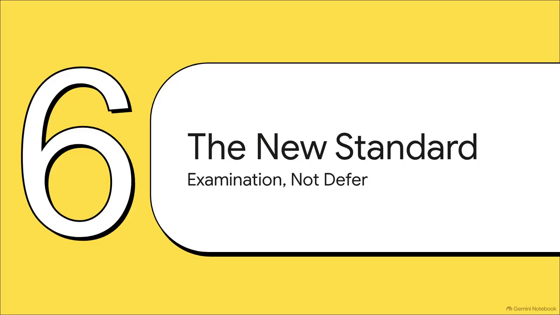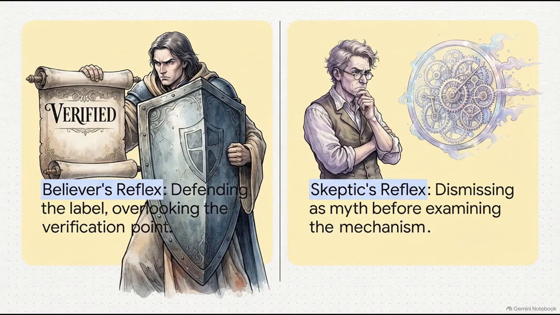Which brings us to our final part. Section 6, the new intellectual standard. Examination, not deference. The author warns us that our inherited categories basically trap both sides of the debate. Look at the typical reflexes. The believer's reflex is often to just blindly defend the inherited label, completely overlooking the actual verification point being proposed.